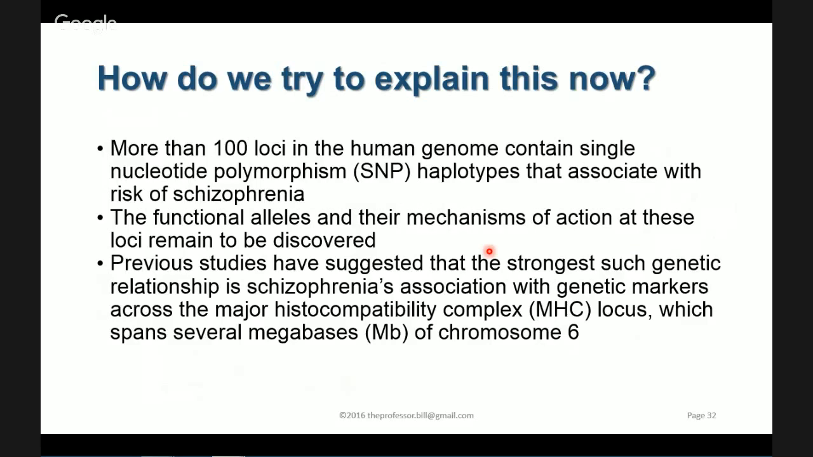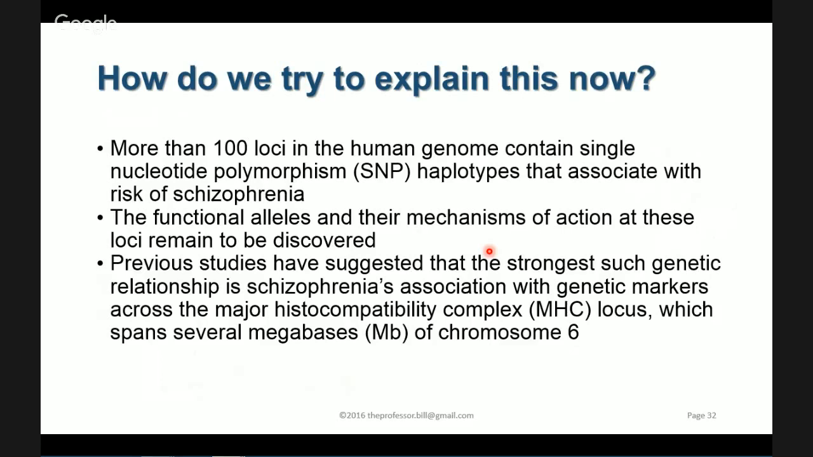Over the past probably 7 years, a number of different research groups have been looking at about 100 different loci in the human genome that contain single nucleotide polymorphisms. So one single nucleotide has been switched, and these haplotypes have been associated with schizophrenia. So we've known that there's a risk or concordance of these different haplotypes with schizophrenia for about 7 years or so. However, we haven't really been able to map out what all of this means. The functionality of this hasn't really been well described.